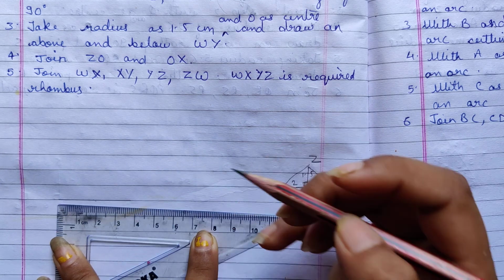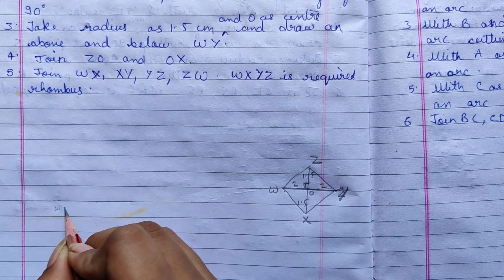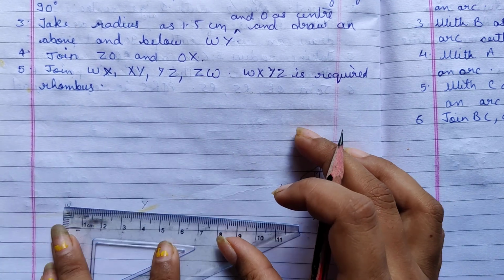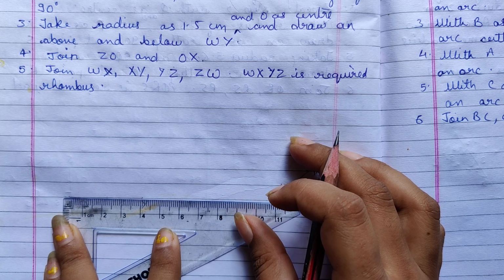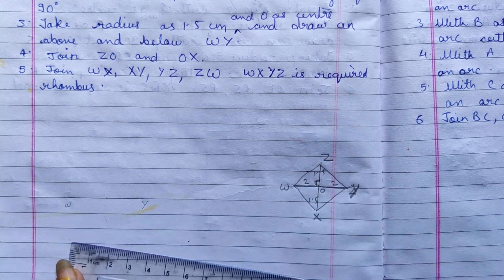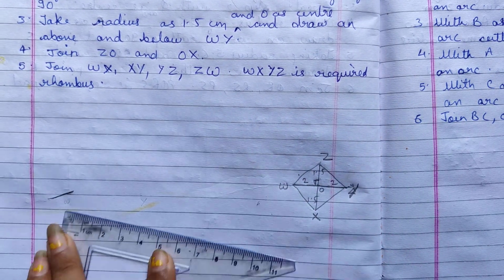Draw a line of 4 centimeter and name it as WY. Now just mark the midpoint of this line. Okay, this is a bit greater than 4. I'm drawing it again.